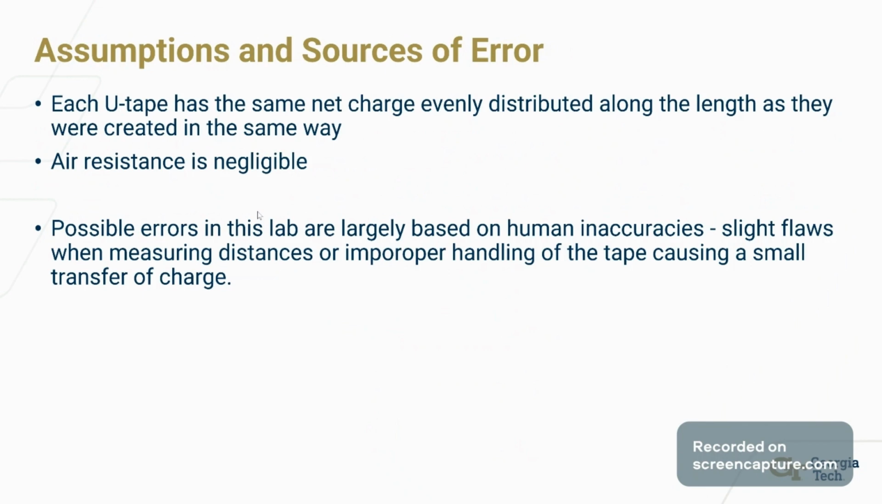Then assumptions and sources of error. Each U-tape, this is what we assumed. We assumed each U-tape had the same net charge evenly distributed along the length, as we created them in the same way. And we also ignored air resistance. Some possible sources of error in this lab are largely based on human inaccuracies, like slight flaws when measuring distances or improper handling of the tape, causing a small transfer of charge.